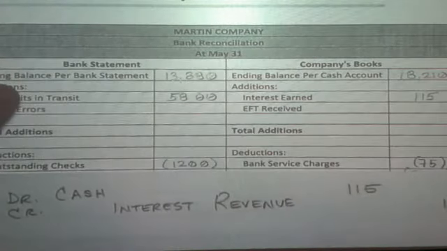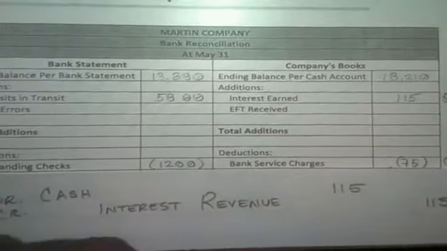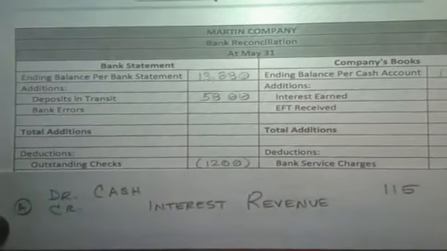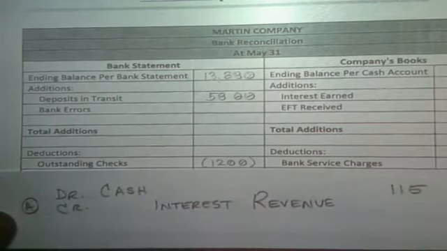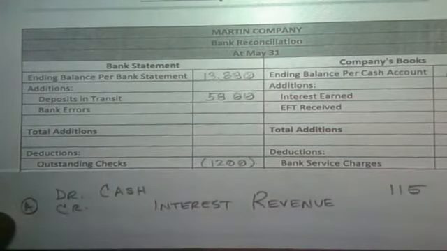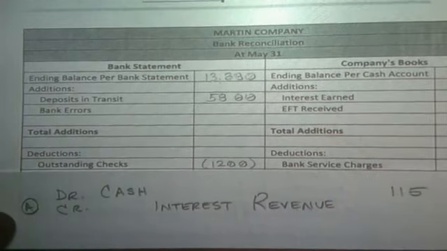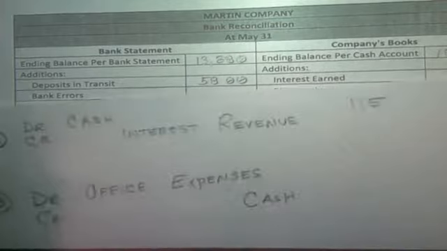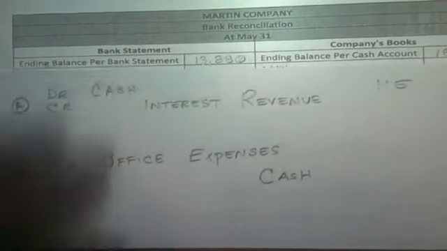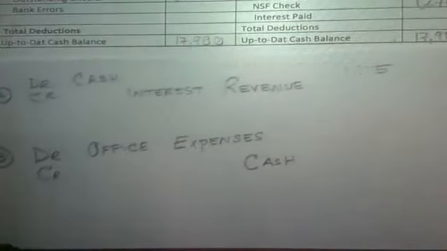The journal entry for the bank service charges. Okay, the debit will be for office expenses. Okay. And it will be a credit to cash. All right. And these will be in the amount of $75.